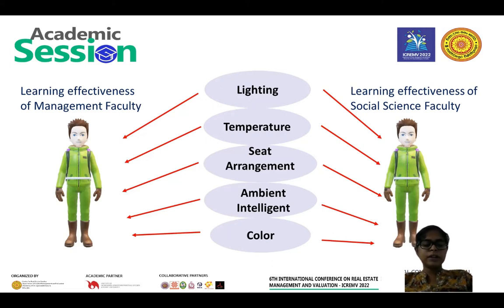And the learning effectiveness of the undergraduates was mainly measured using the GPA, and it is the dependent variable of my research. And all the independent factors, the lighting, temperature, seat arrangement, ambient intelligence, and color, were measured using the 5-point Likert scale method. The data collection was mainly done using questionnaires, and I used a quantitative approach to analyze it. And I used both primary and secondary data as well as observations and interviews for data collection.